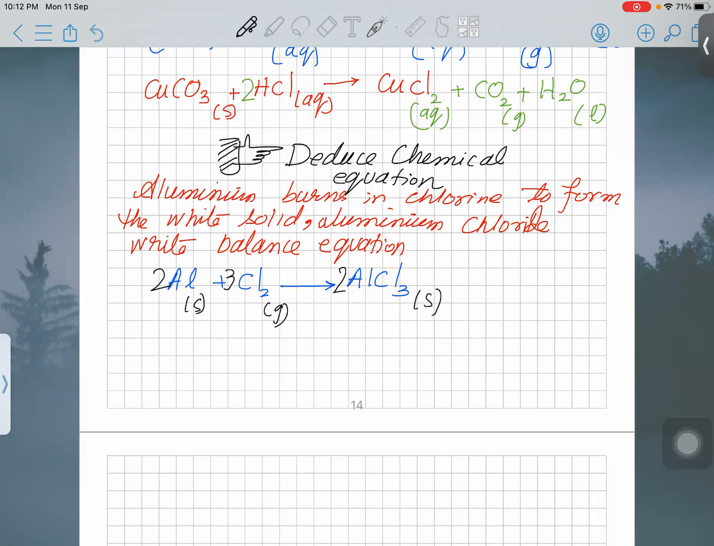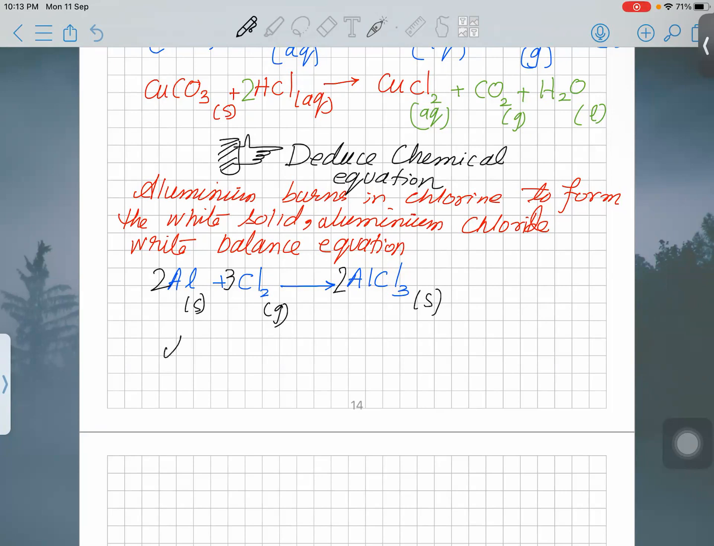Sir, is it okay if above the element we write the charge, like plus 3, minus 1? These are called ionic equations. We will discuss later. Sir, what if you don't know the state of the element? You have to memorize all those states.